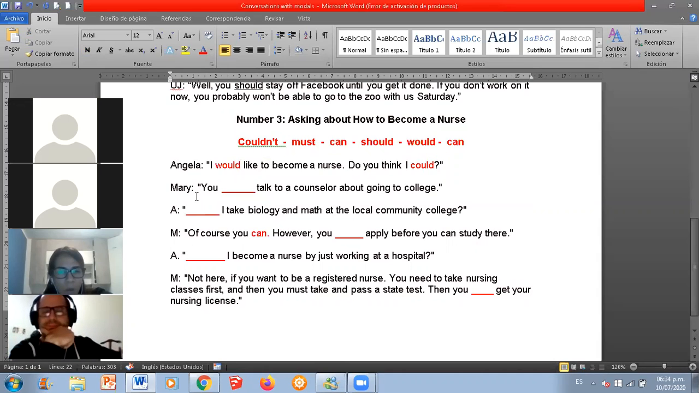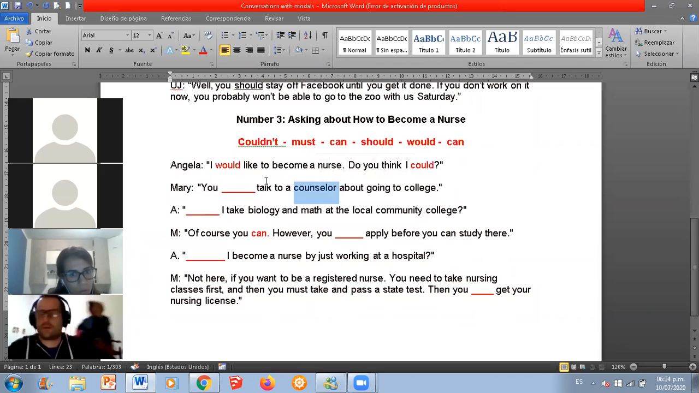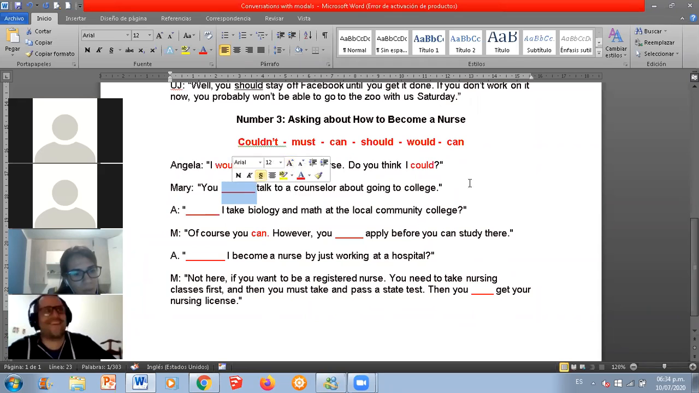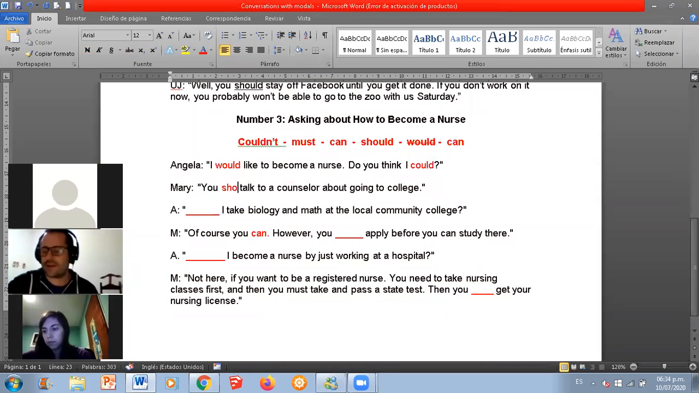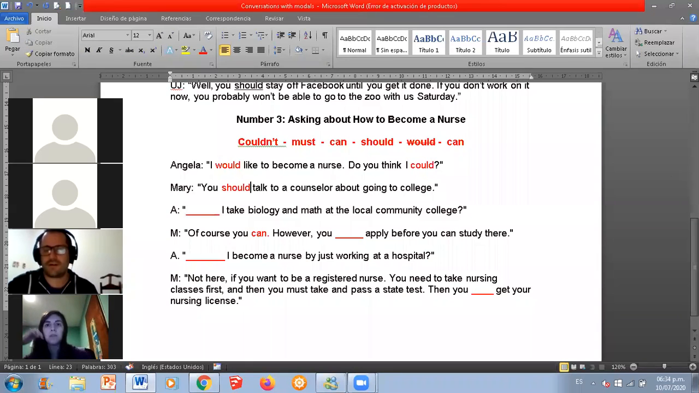You must talk to a counselor about going to the college. Do you think it's an obligation if she doesn't talk to a counselor? No, you can't. You could talk. Or you should. You should. Yes, it's advice. Yes, it's a recommendation or an advice. You should talk to a counselor about going to college. Very good.